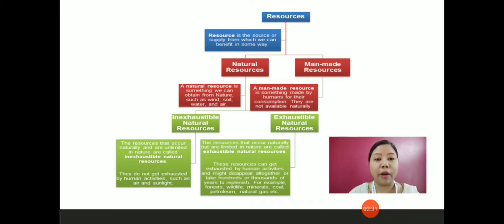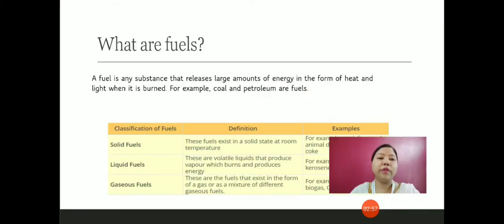For example, air, water. And exhaustible natural resources are those which are limited and can get exhausted by the use of humans. So such are called exhaustible natural resources. For example, forest, wildlife, then fossil fuels like coal, petroleum, these are all exhaustible natural resources.